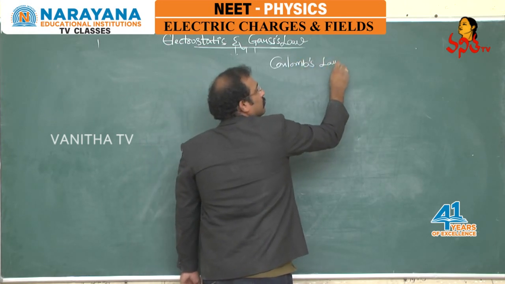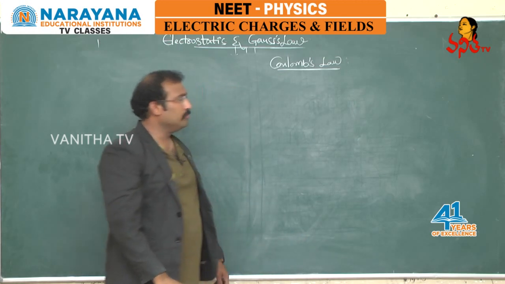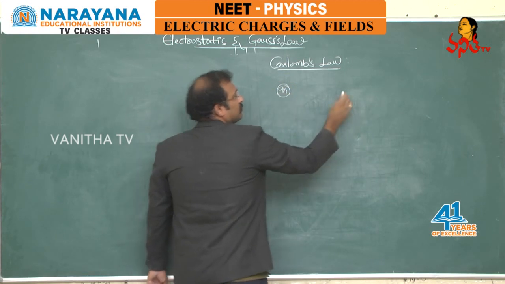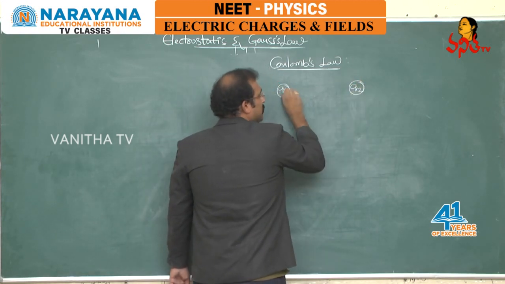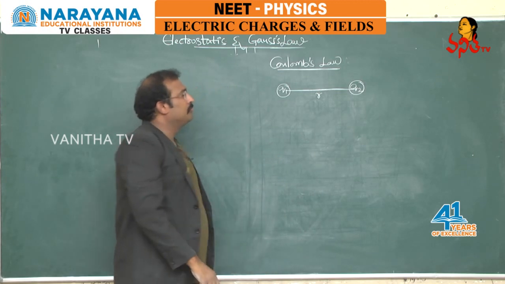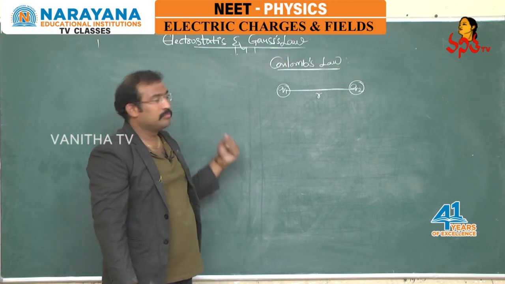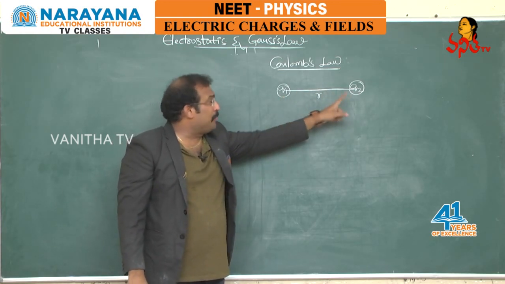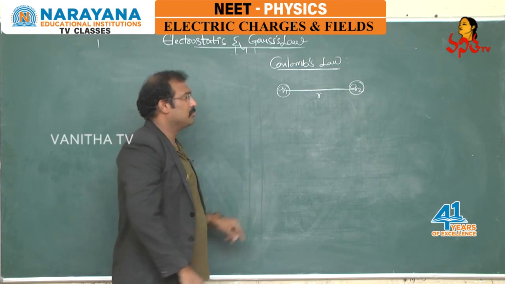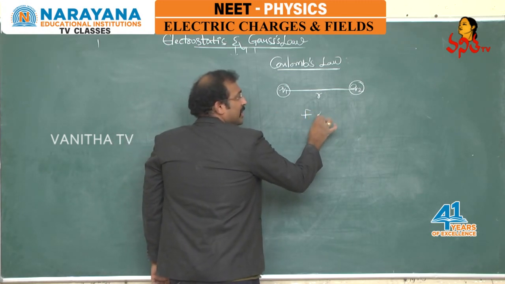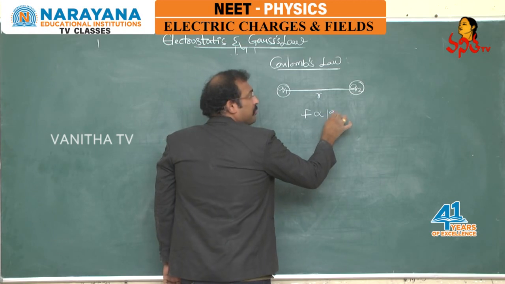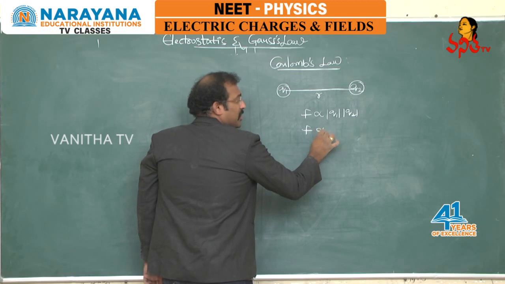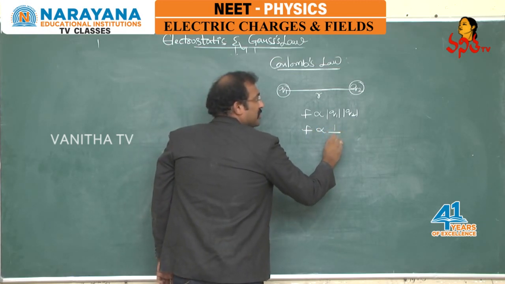Coulomb's law. Consider two charges Q1 and Q2 separated by a distance r. According to Coulomb's law, the force of attraction or repulsion between two charges is directly proportional to the product of the magnitudes of the two charges, and this force is inversely proportional to the square of the distance between them.